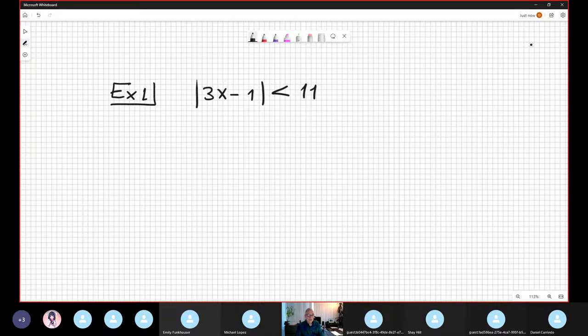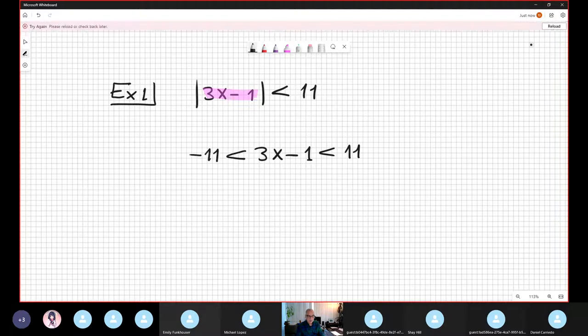I explained that the way is you write the expression inside the bar, 3x minus 1, and this is less than 11 and greater than negative 11. This is the idea. You take the number on the right hand side and copy it twice, positive and negative, with the expression inside. This statement and this statement are 100% equivalent. Now you transform the inequality into another inequality, of course a compound inequality, and you solve it.